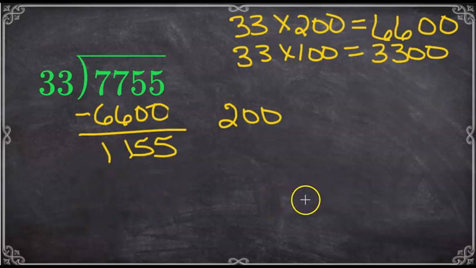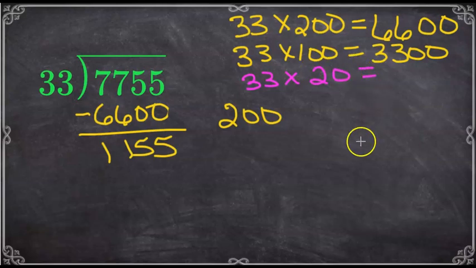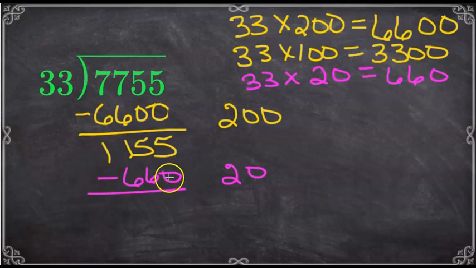I need something smaller. Let's try 33 times 20. Okay, so 33 times 2 is 66, and then add a 0. That looks like a good one. So let's put a 20 here. 660. Let's subtract. 5 minus 0. Let's go 0 there. That's a 15. 15 minus 6, 9. And then 10 minus 6, 4. So I'm left with 495.